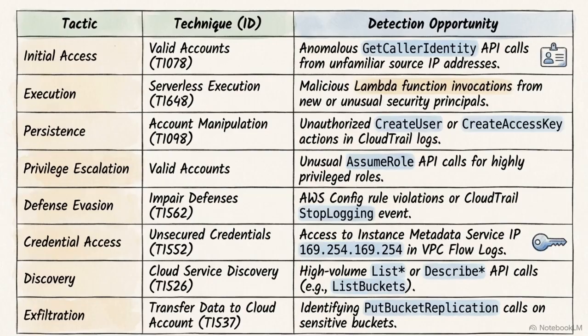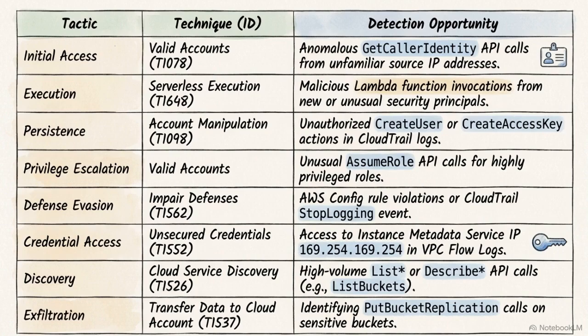For initial access using valid accounts, technique T1078, detection relies on identifying anomalous GetCallerIdentity calls from unfamiliar source IPs. Execution via serverless execution, T1648, occurs through malicious Lambda functions. You detect this by monitoring function invocations from new or unusual principals. Persistence through account manipulation, T1098, requires tracking CloudTrail for unauthorized CreateUser and CreateAccessKey events. Privilege escalation via valid accounts is detected by isolating anomalous assume role API calls, attempting to access sensitive administrative roles.